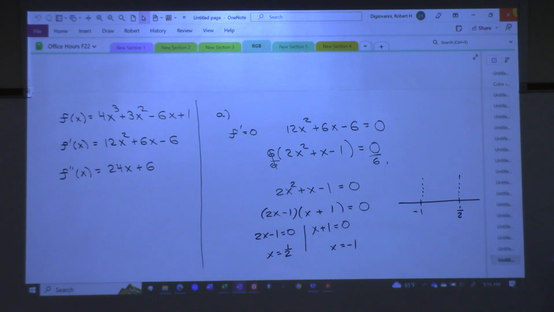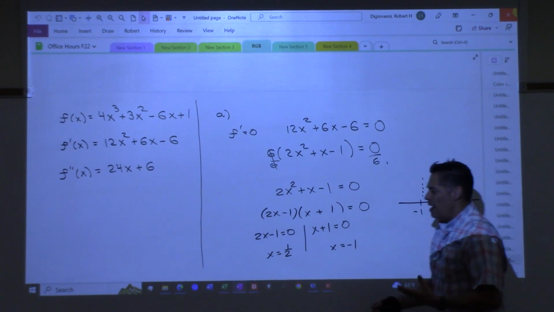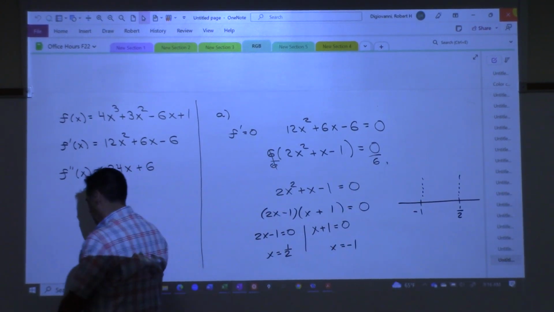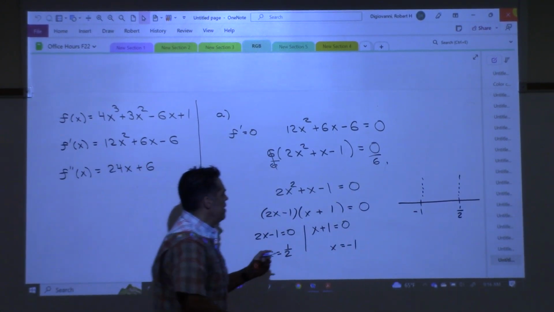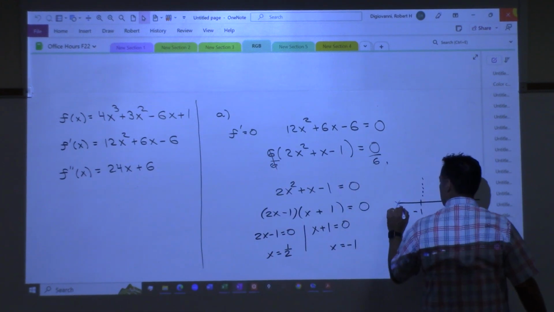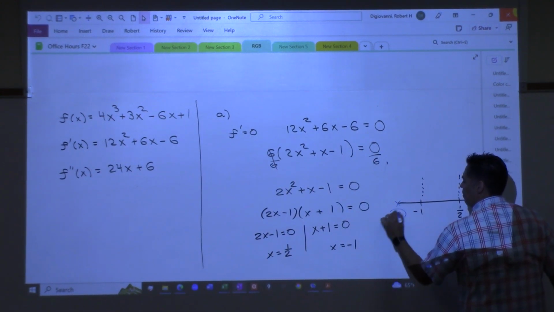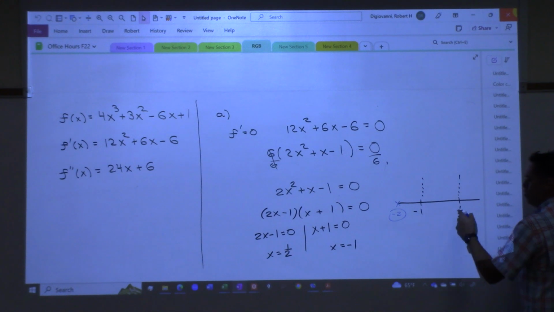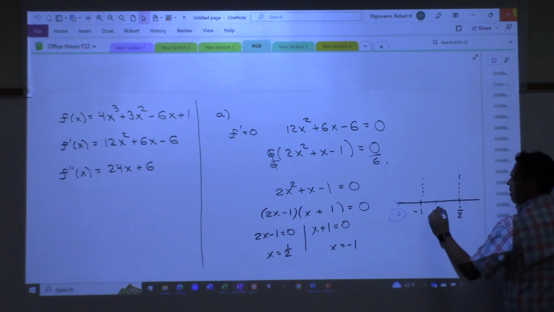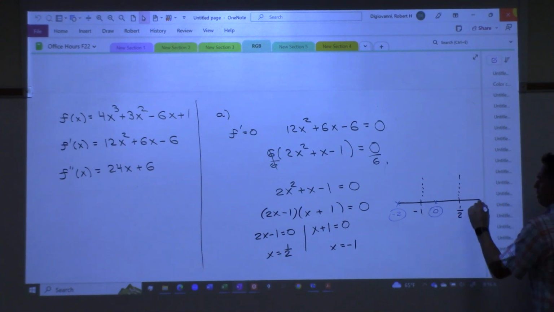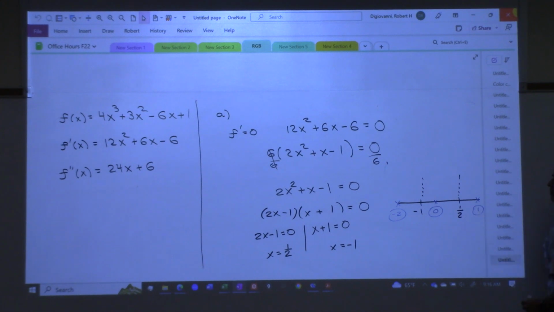And now what I do is I pick a test point in each of those regions. Any point that I want, anything I want, right? So over here, I'm going to pick -2. Between -1 and 1/2, I like the number 0. It's in there, right? And over here, I'm just going to pick 1.